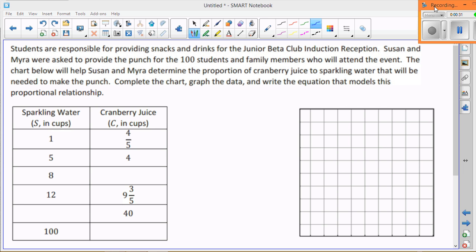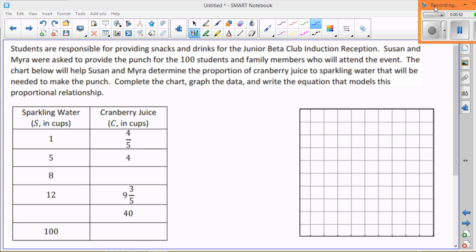Susan and Myra were asked to provide the punch for the 100 students and family members who will attend the event. The chart below will help Susan and Myra determine the proportion of cranberry juice to sparkling water that will be needed to make the punch. Complete the chart, graph the data, and write an equation that models this proportional relationship.